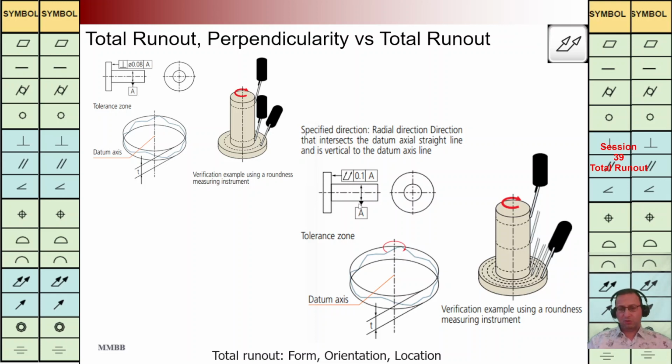because here we are going to rotate around axis A, and whenever it rotates around that, the dial indicator is going to move up and down, and then that profile should be in dimension Tz. Somehow we are going to control perpendicularity by using total runout.